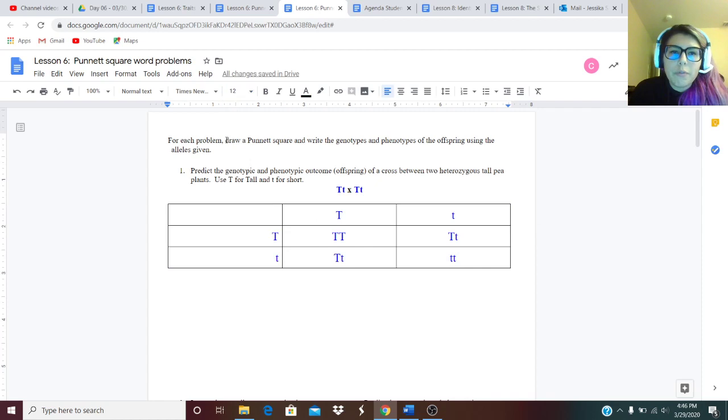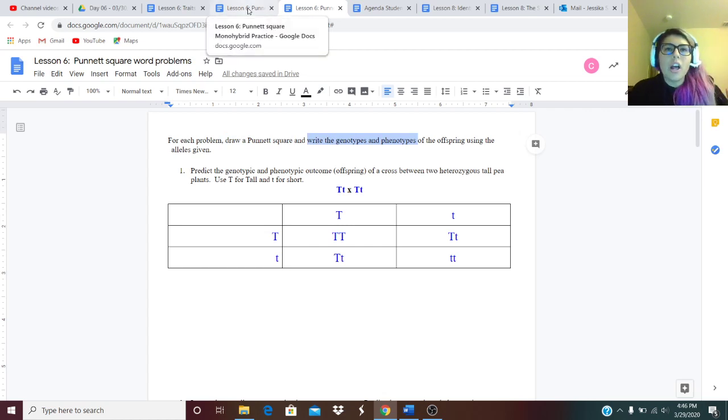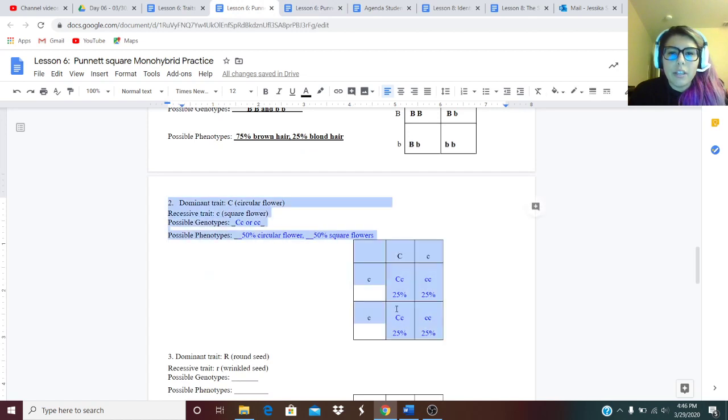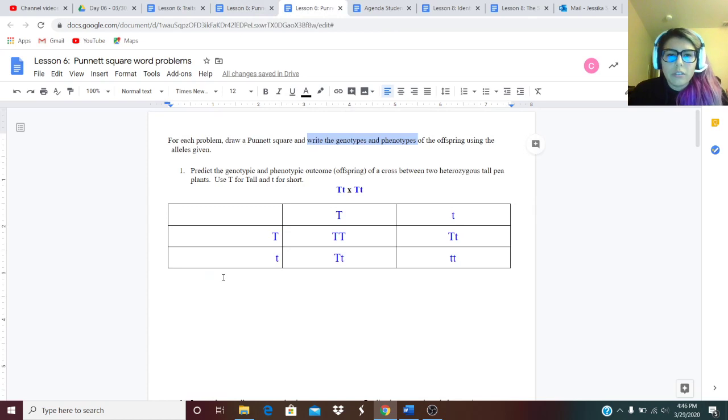Okay, so we've done the first part. Now we need to write down the genotypes and the phenotypes. Again, this part should not be particularly difficult because if we've done this assignment, it should be a piece of cake. So let's start with our genotypes. My genotypes are going to be the code.